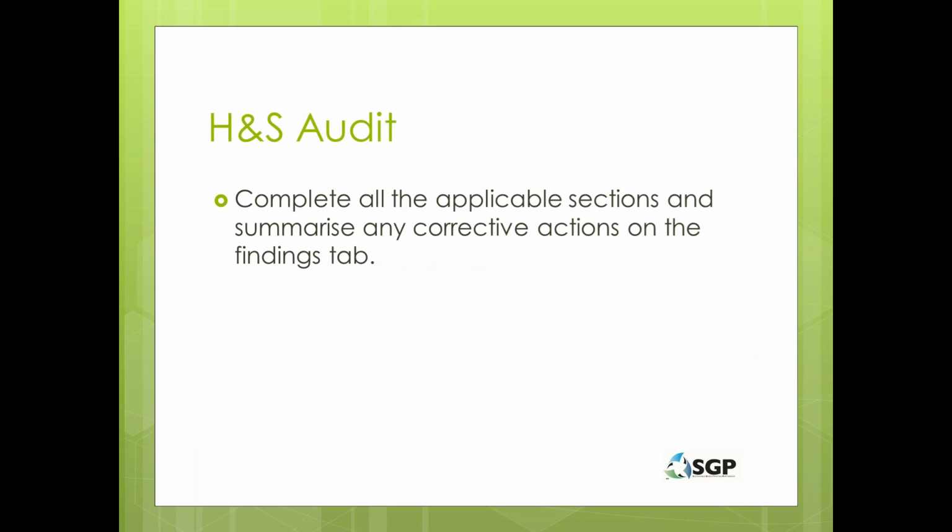Again, it has a findings tab at the beginning. So as you're going through, and once you've collected all your evidence, if you find there are gaps or things that you haven't done, collect those all together and transfer them onto the tab at the very beginning, because that's your action item list of things you need to address once the audit is completed.